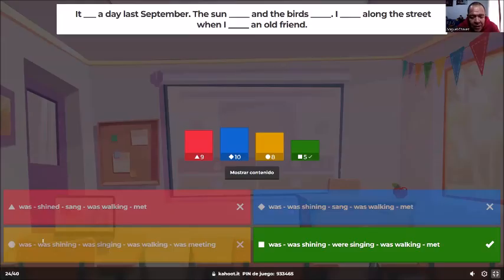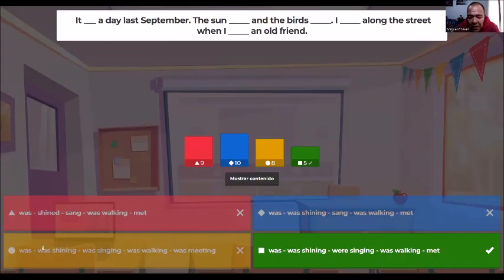It was a day last September. The sun was shining and the birds were singing. I was walking along the street when I met an old friend. Here we are describing a scene, or setting the scene.